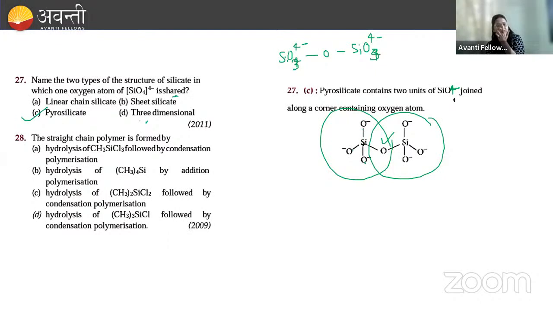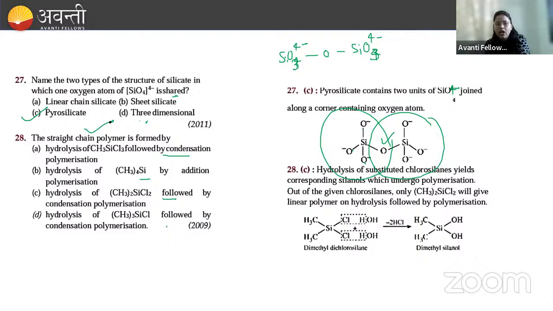Next problem, the straight chain polymer is formed by hydrolysis of this molecule followed by condensation polymerization, hydrolysis of this molecule by addition polymerization, hydrolysis of this molecule followed by condensation polymerization, and the last one. So here we need to form a straight chain polymer. The straight chain polymer can be formed by hydrolysis of substituted chlorosilanes. Here you can see I have written dimethyldichlorosilane.